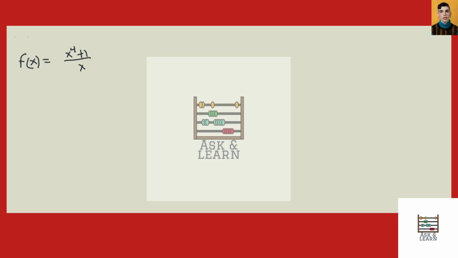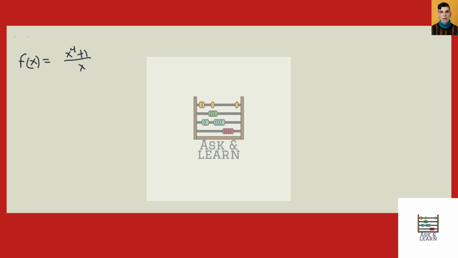We want to discuss the asymptotic behavior of f of x is equal to x to the fourth plus 1 over x, the same manner that we did in exercise 74. And then we want to use this to help us sketch the graph. So in 74, they give us what they believe the asymptotic behavior should be. In this one, we need to figure out what we think it might be.